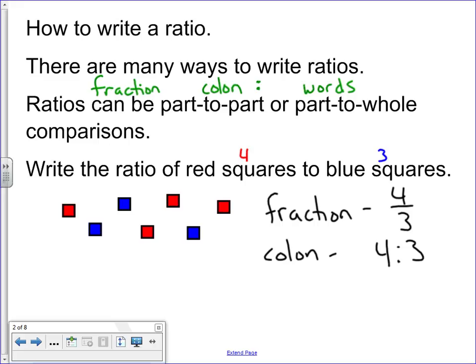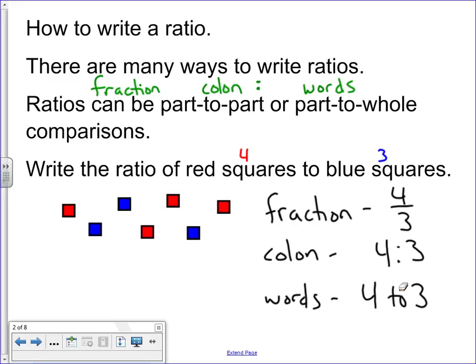And then lastly, writing it in words. There's a couple different words you can use here, but we're comparing the red squares to the blue squares, and a lot of times the words that are in the actual question will help us. In this case, we're comparing red squares to blue squares. So if we're going to use words, we would write it as 4 to 3. So those are the three different ways that you can write a ratio: using a fraction, using a colon, or using words. It's very, very simple.